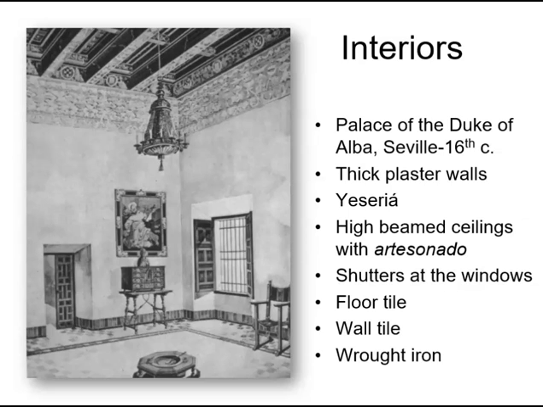We're also seeing high beamed ceilings mixed with the artisanado style, so the application of geometric forms on the wood beam ceiling. We're also seeing shutters at the windows, floor tile throughout the entire space, and then wall tile where the floor meets the wall. And then wrought iron is applied to the windows and also used in the light fixture.